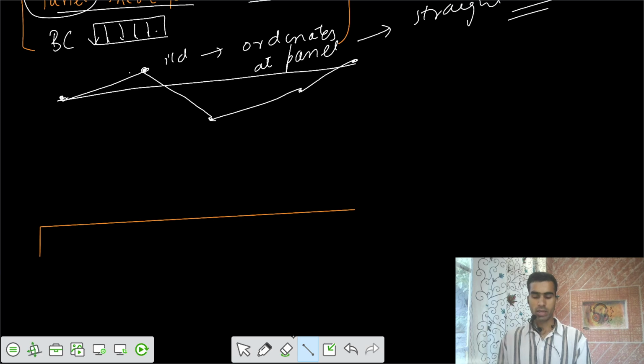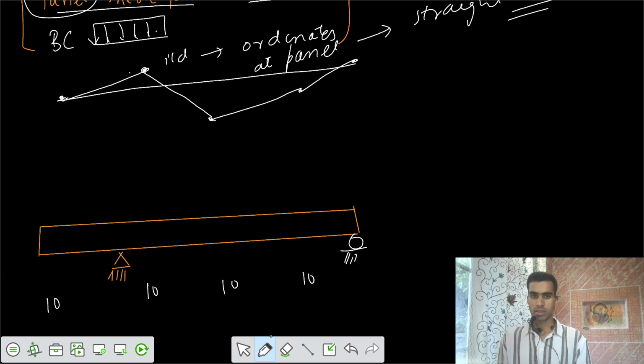We have a cross girder. This is our main girder, the longitudinal girder, and it's supported here. Let's say this is the support. Let's forget the support. We say that this is 10 meter, this is 10 meter, this is 10 meter, and this is 10 meter.